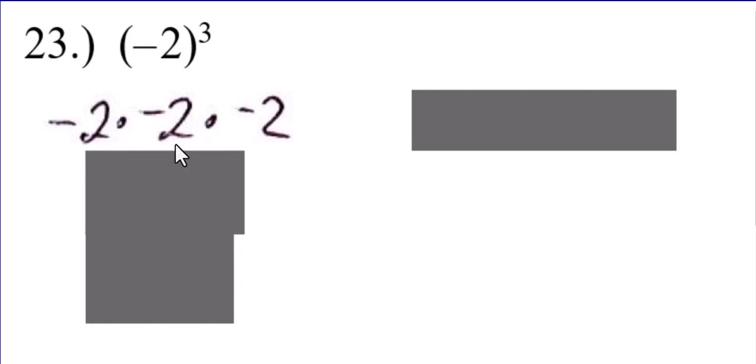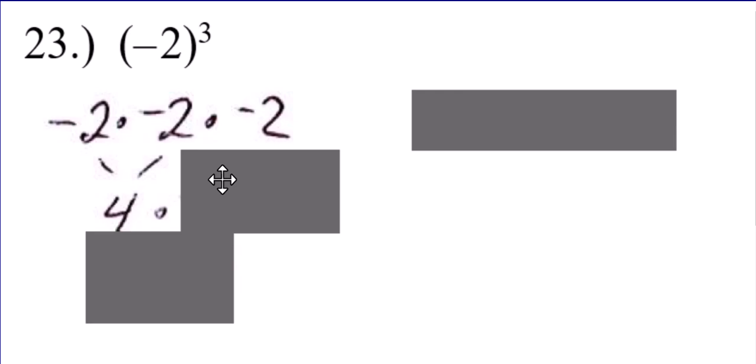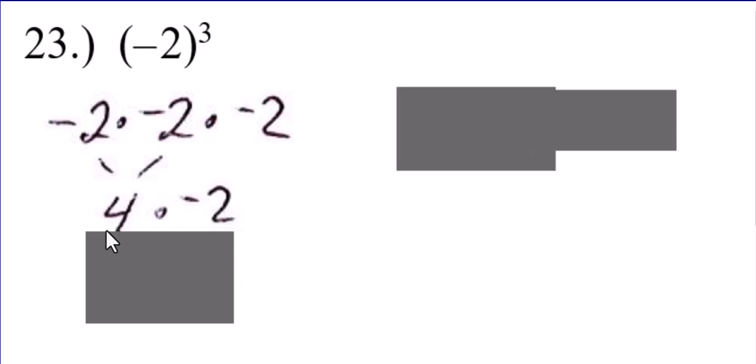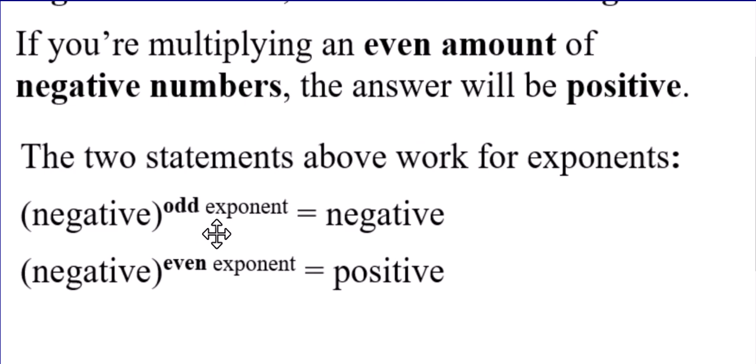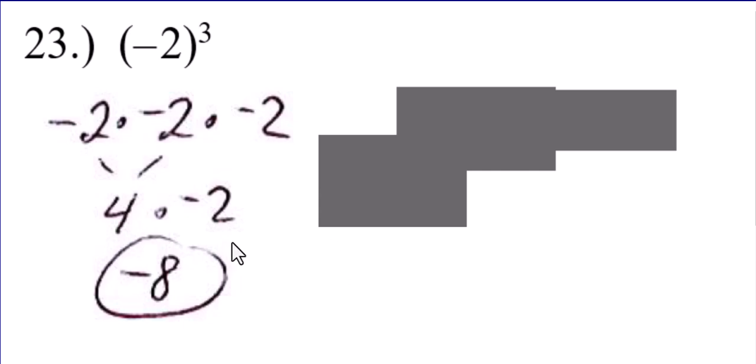Third power means times itself, times itself again. Negative 2 times negative 2 is positive 4. But once I multiply by another negative 2, I'm back to a negative. And that's why I told you that an odd exponent with a negative base will give you a negative answer. And right there, you can see it for yourself.